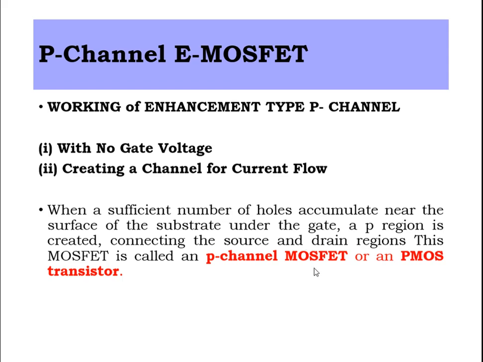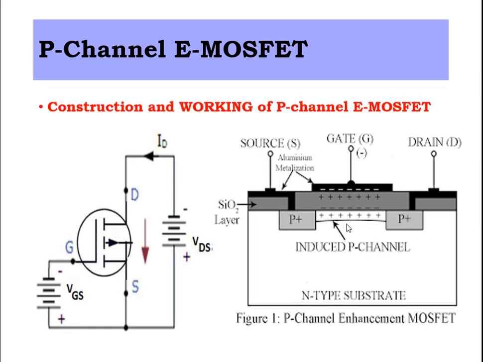How we can create a channel for the current flow is, now apply a negative potential for the gate source voltage, that is for the gate terminal. Applying a negative potential is nothing but the negative terminal of the power supply is connected to the gate terminal, wherein the positive terminal of the power supply is connected to source. Due to the negative potential present at the gate terminal, now in case of N type substrate, we know that majority charge carriers are electrons and minority charge carriers are holes.